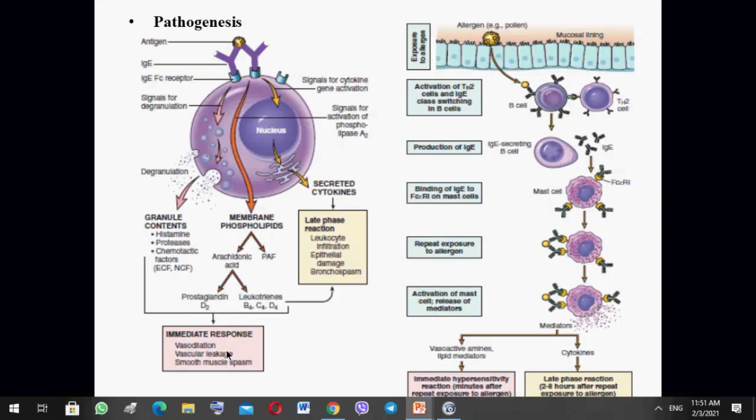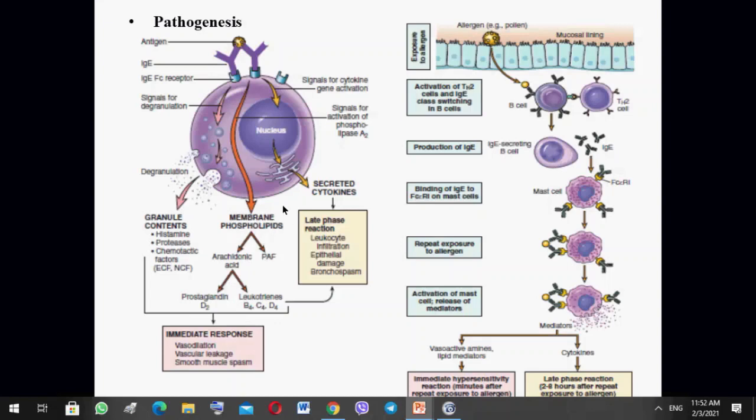And this immediate response includes vasodilatation, vascular leak, and smooth muscle spasm. The granules usually contain histamine, protease, and chemotactic factors that you already discussed in inflammation, and membrane phospholipids that include arachidonic acid and TAF, which include prostaglandin D and leukotrienes B4, C4, and D4. And I think that you will take them in pharmacology or already took them in inflammation lectures. Okay, membrane phospholipids.